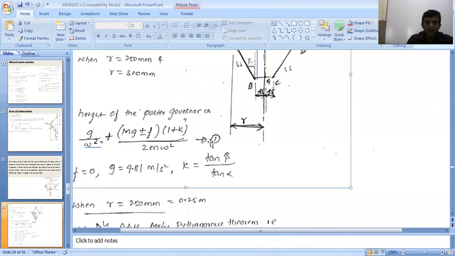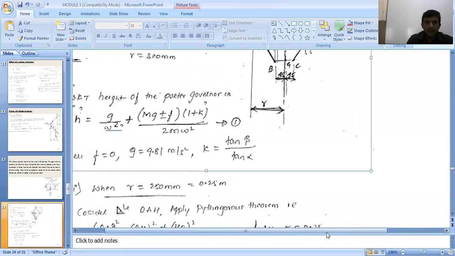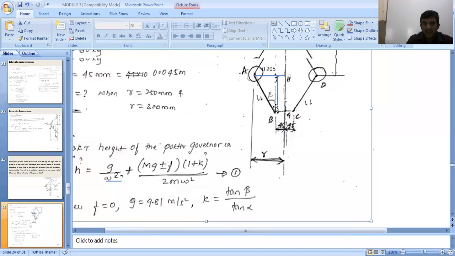Take case number 1, when R is equal to 250 mm, which means 0.25 meter. First you calculate BJ, which is needed for tan alpha. Once you calculate BJ, then you can easily calculate tan beta. How do you get tan beta? Tan beta is equal to opposite by adjacent. Opposite side is nothing but AJ. Adjacent is nothing but BJ. That's why you calculate the BJ value. Yes, did anybody get the BJ value?